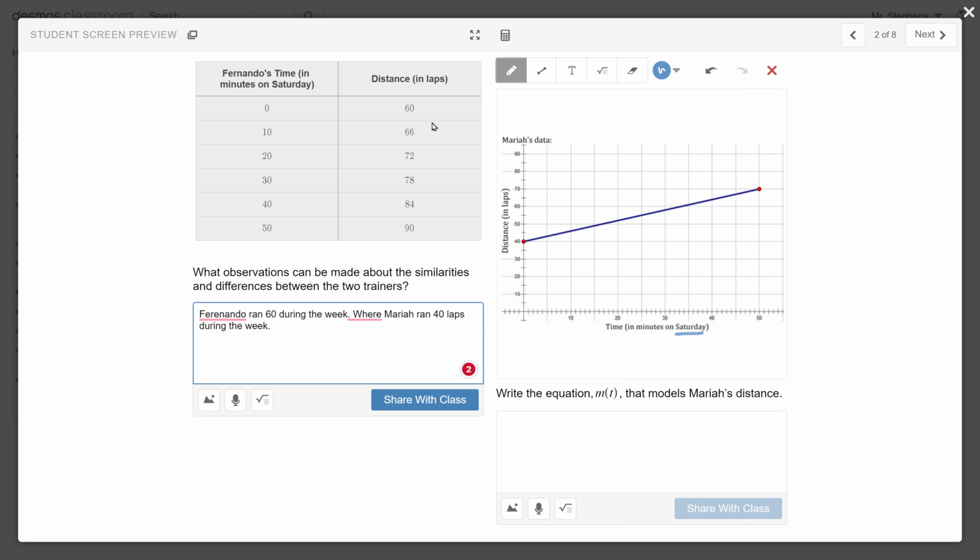So in 50 minutes, Fernando ran, you guys see this here, 90 minus 60 equals 30 laps in 50 minutes, which is 3 laps in 5 minutes, or 3/5 of a lap per minute.